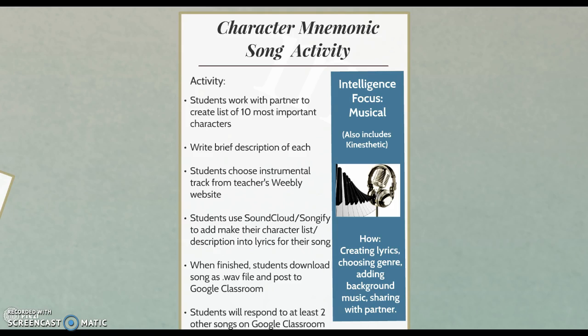Students will choose an instrumental track from the Teacher's Weebly website. They will then use SoundCloud or Songify to add their character list and description into lyrics for their song. They will then transpose it on top of the instrumental track, and when they are finished, they will download it as a WAV file, which can be posted to Google Classroom. For homework that night, students will respond to at least 2 other songs on Google Classroom. This activity focuses on the musical intelligence by having students create lyrics, choose a genre, add background music, and share with a partner.